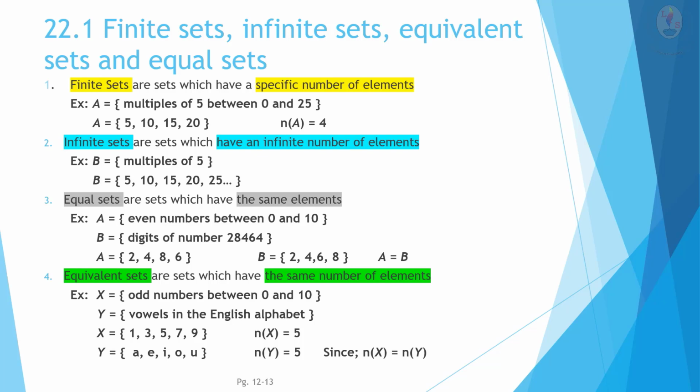Look at this example. X is odd numbers between 0 and 10. Y is vowels in the English alphabet. So what are the elements of X? 1, 3, 5, 7, 9. And Y? A, E, I, O, U. The number of elements of X is 5 and the number of elements of Y is 5. The elements are not the same, but the number of elements is the same.